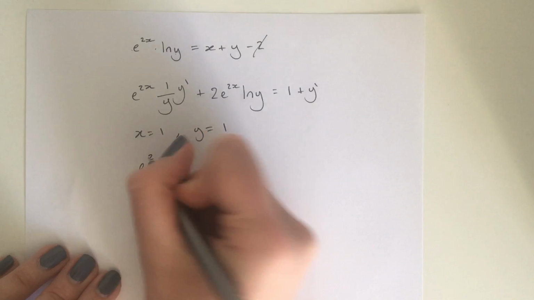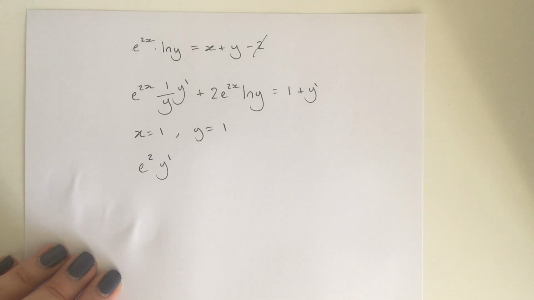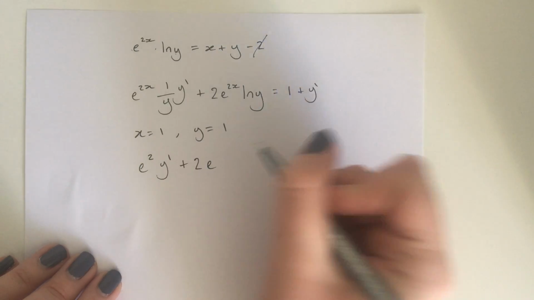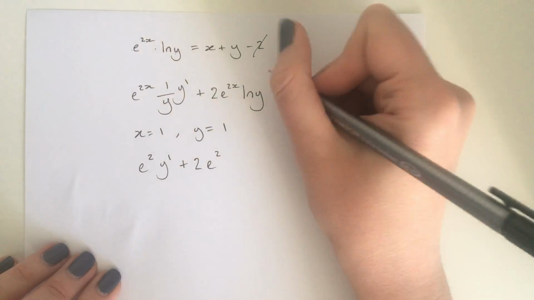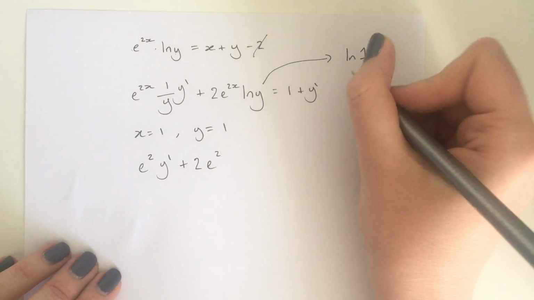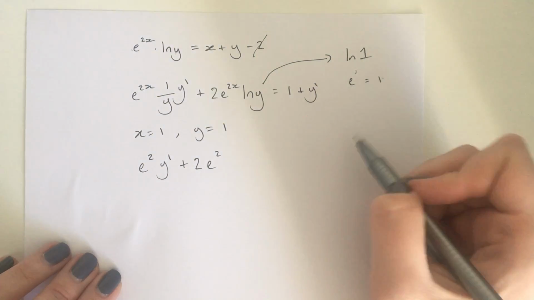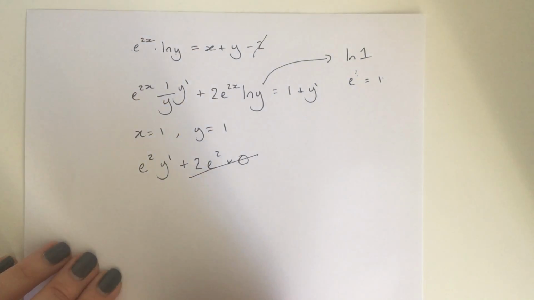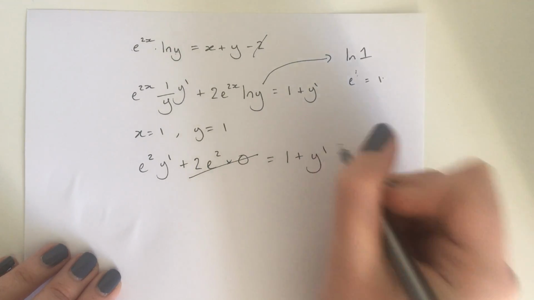So let's substitute those in. So I've got e squared, 1 over 1 is just 1, this is y dash. And then I've got 2 e squared. And then here I'm doing ln of y, which is ln of 1. And if you think about what ln of 1 is, e to the power of something is equal to 1. Well, what would I raise e to the power of to get 1? That's 0. This is multiplied by 0, so this whole term is just going to disappear. Is equal to 1 plus y dash.